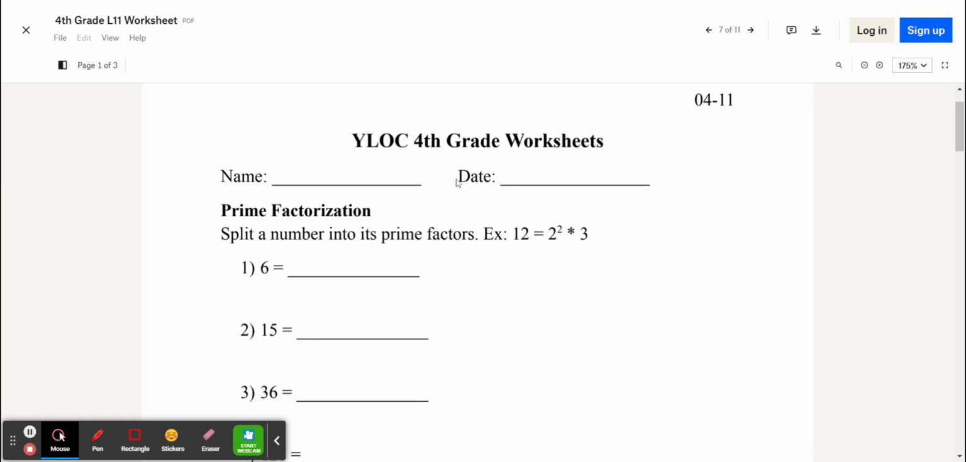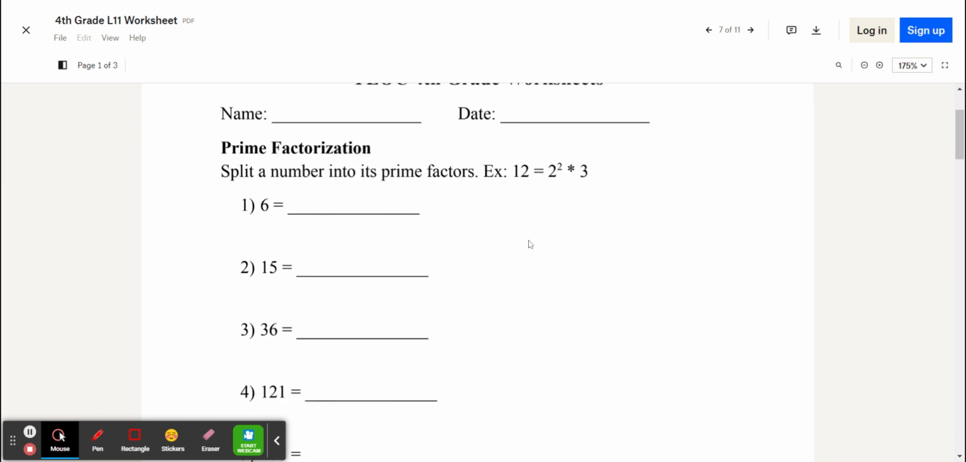For our first section, we have prime factorization, which is just splitting a number into its prime factors. Like 12 is the same thing as 2 squared times 3. 2 is prime and 3 is prime. So this is its prime factorization.